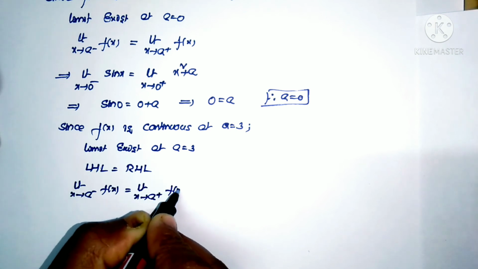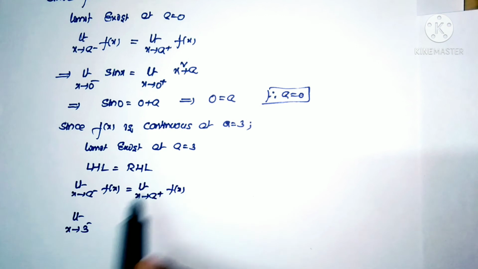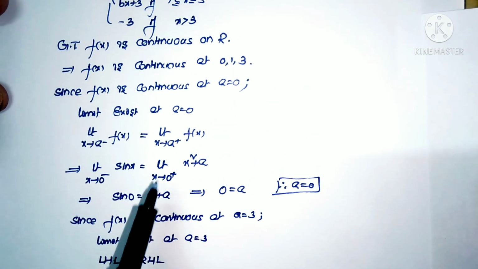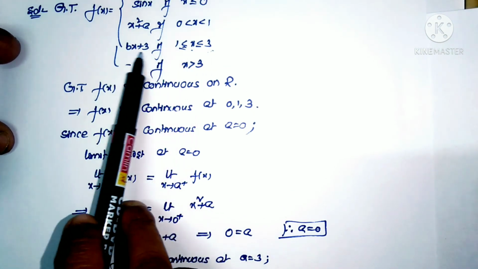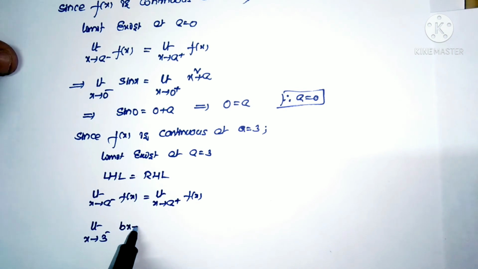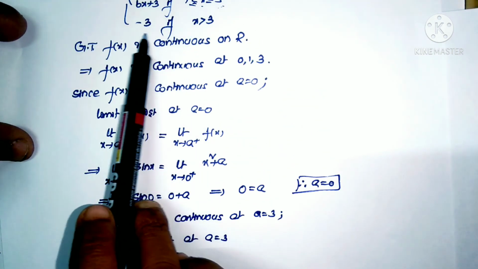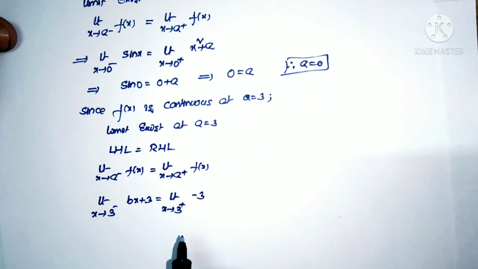Here we take a is equal to 3. For limit x tends to 3 minus, x is less than 3, then what is the function? X less than 3 means the function is equal to bx plus 3. So bx plus 3 is equal to limit x tends to 3 plus, x greater than 3, where the function is equal to minus 3.